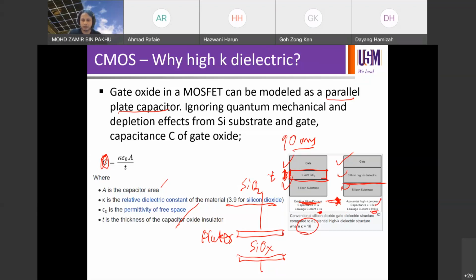You want a K to be as high as possible in order to increase the gate capacitance and thereby increase the drive current. So if you look at this equation, for example, C is proportional to the kappa, right? Kappa is proportional to the C. So if you increase this K, you can increase the C, and then you can increase the drive current in the device.